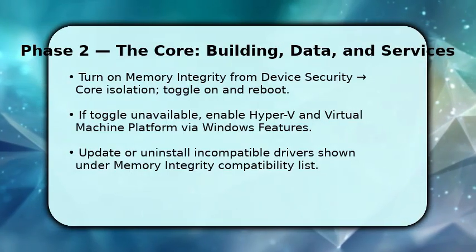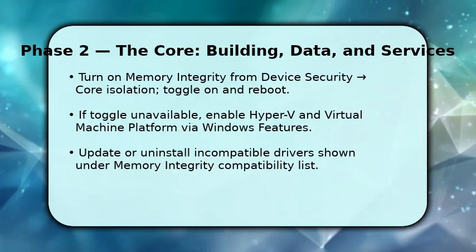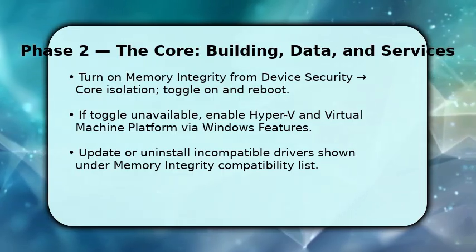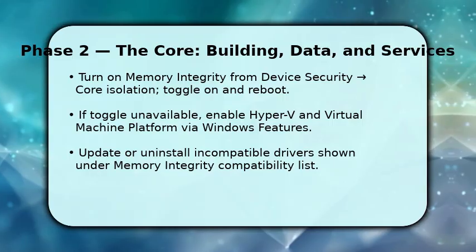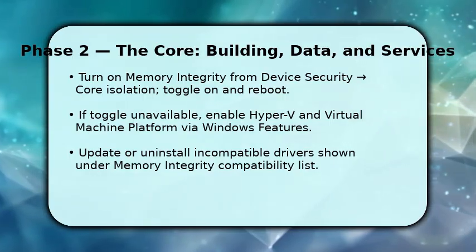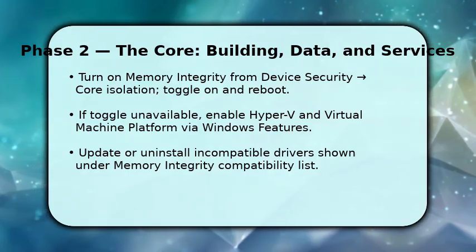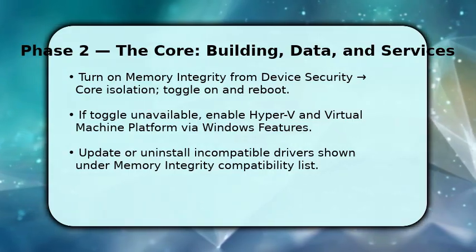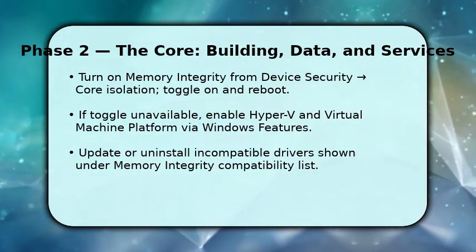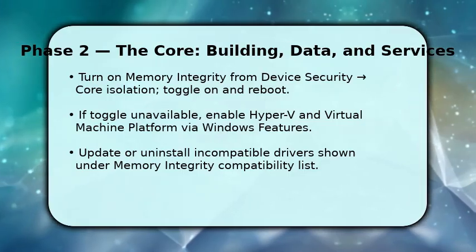Open Device Security and look for core isolation and memory integrity. Toggle memory integrity on. Windows may prompt to reboot to apply virtualization-based security. If the option is grayed out, enable Hyper-V and the Virtual Machine Platform in Turn Windows features on or off, then reboot.